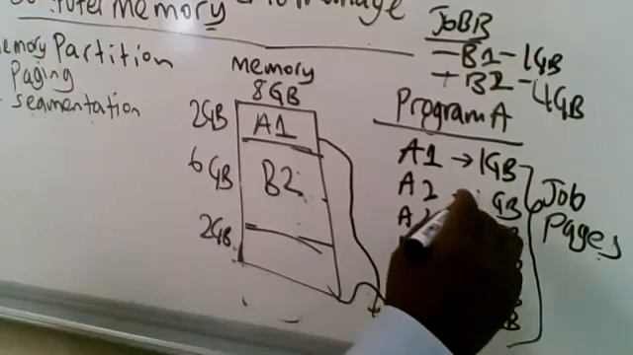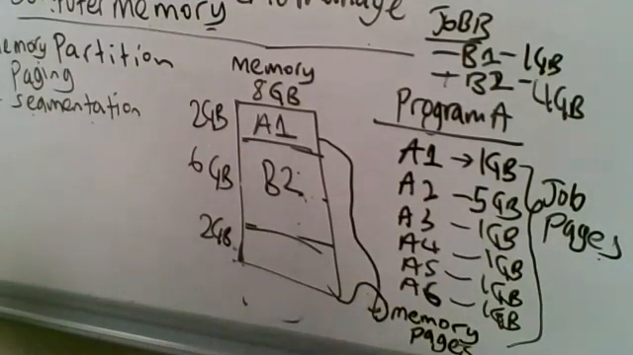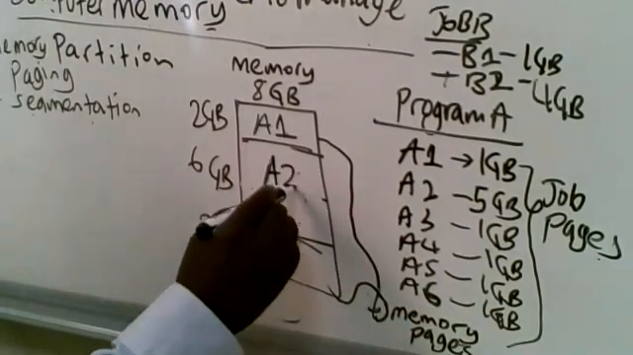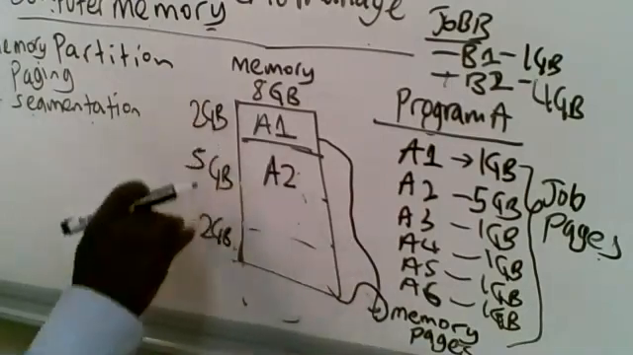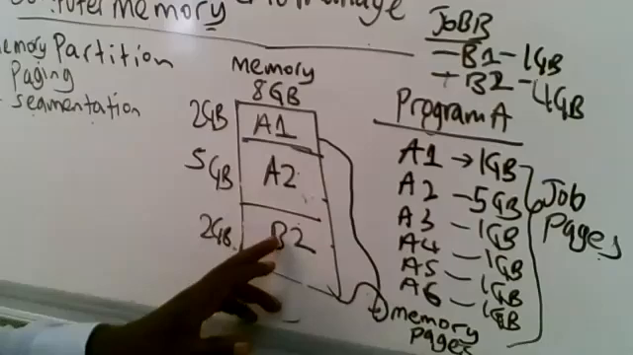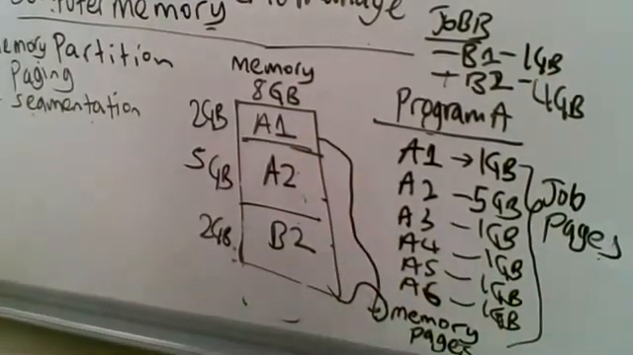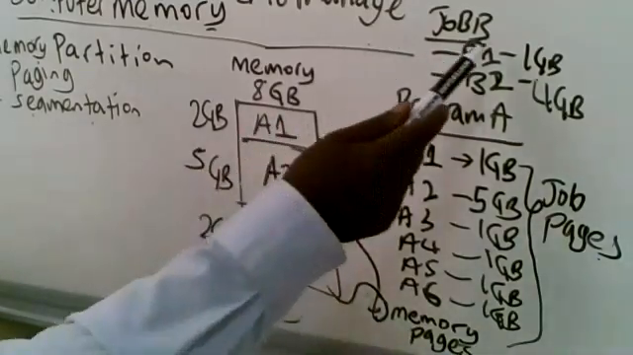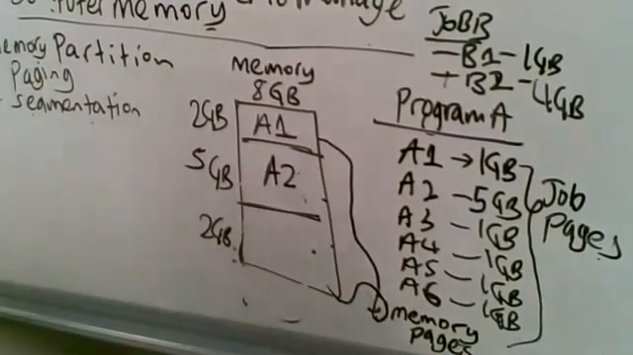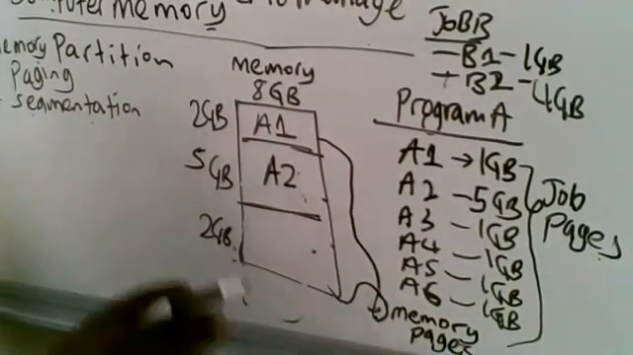But then A2 comes. When A2 comes, maybe A2 is 5 GB. If A2 is 5 GB, it means that B2 will be moved from here. We shall put A2 here. Then this will turn to 7 GB. Then B2 will have to be shifted to be put here. But B2 does not even fit there. Because B2 is 4 GB, it may not fit here, so it has to be shifted. The shifting that is going on is because different jobs have different sizes in segmentation. Even the memory has different sizes. So if a job does not fit in the free space, then we have to combine spaces to come up with enough space where that job can fit.